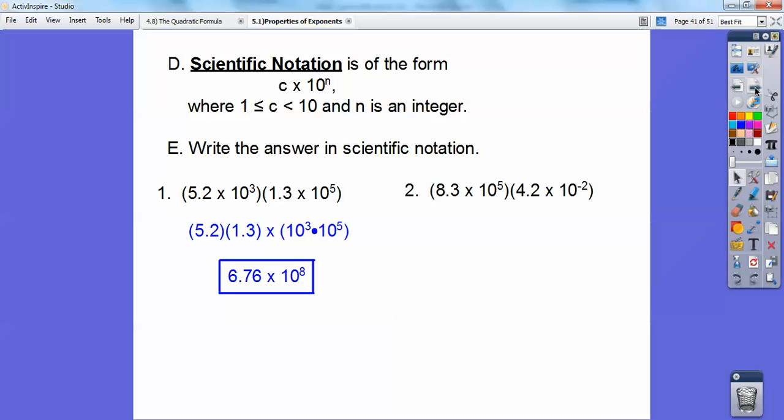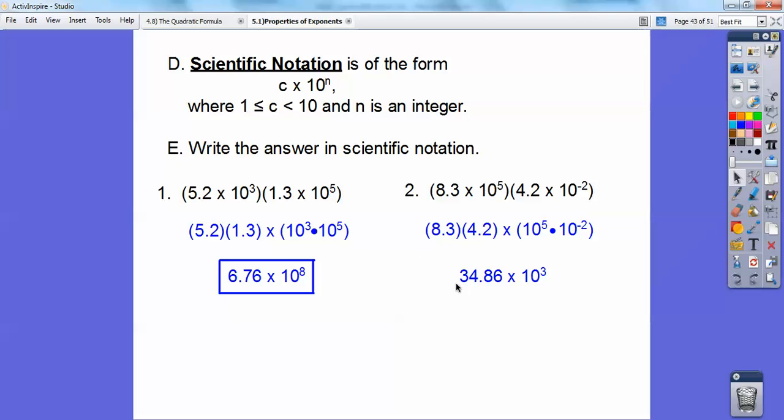That's my answer. Okay, here's this one. I'm going to do the same thing. Set those up. 8.3 times 4.2 is 34.86. And I added these exponents. 5 plus -2 is 3. Now 34.86 is bigger than 10. I want it to be less than 10, you guys.